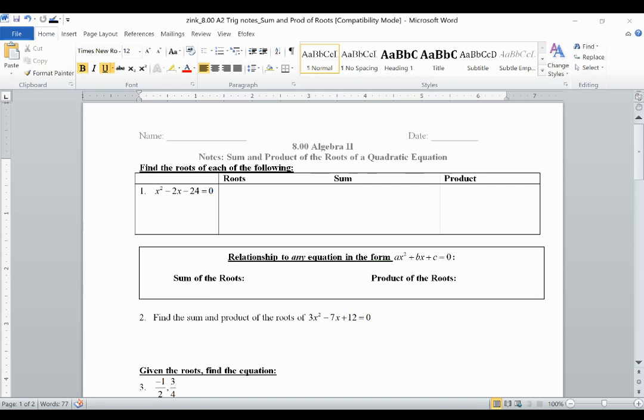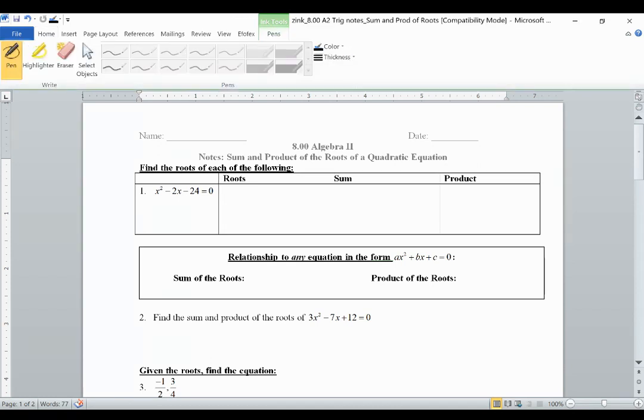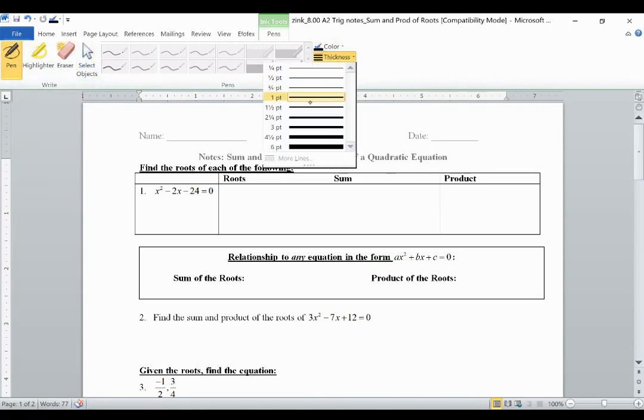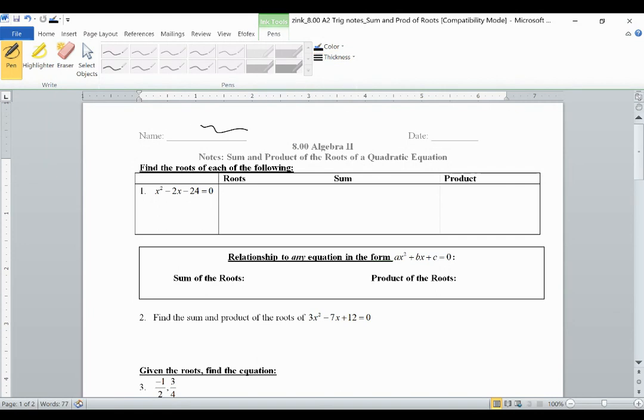This is 8.00 Algebra 2, and we are on the sum and product of the roots of a quadratic equation. For some reason, all my pens are black.